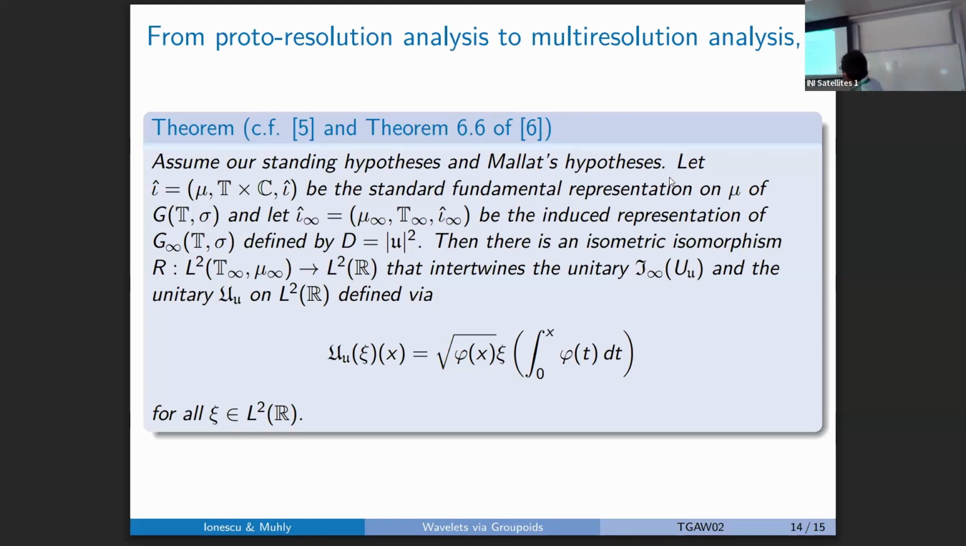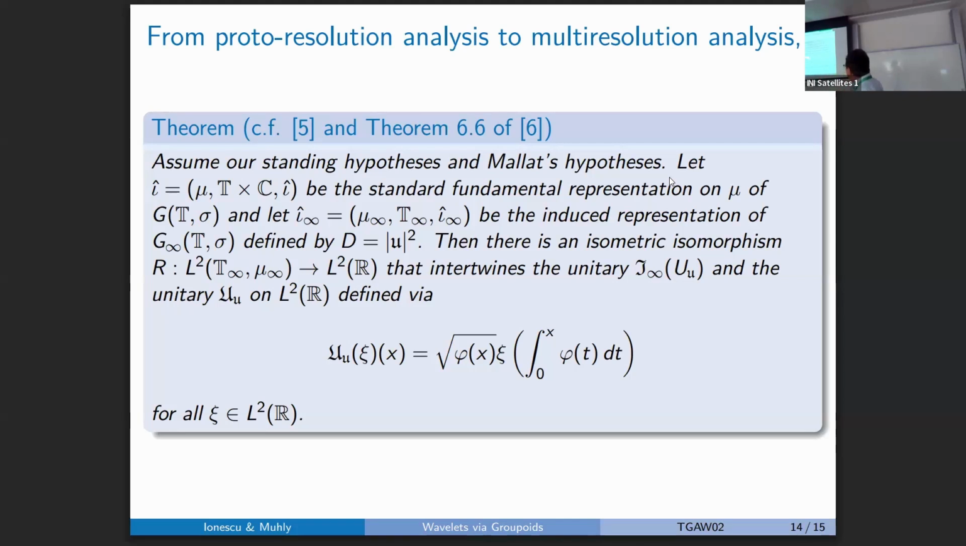We apply the construction of inducing it to G infinity. And then one can show that the induced representation acts on L2 of T infinity with mu infinity, but using the scaling function, we can define an isometric isomorphism R from L2 of T infinity to L2 of R that intertwines the image of the unitary that we had before and the usual unitary in L2 of R. And again, if it looks intimidating, keep in mind if phi of x equals 2x, this is exactly what Mallat had in his theorem.